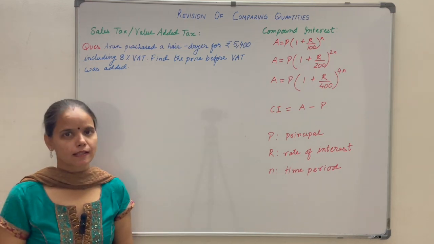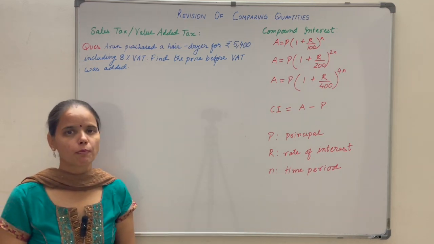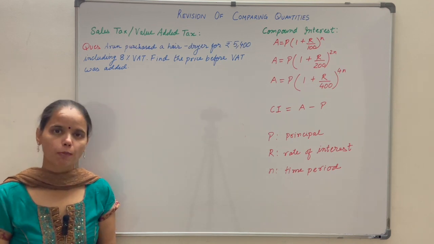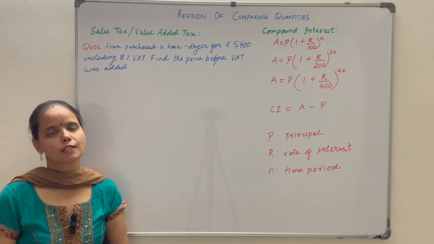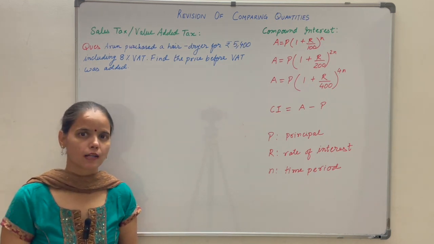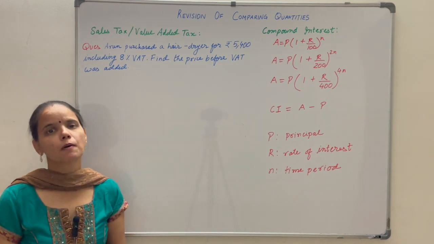Sales tax or value added tax. It means the same thing. It is charged by the government on the sale of an item. The shopkeeper collects it from the customer and gives it to the government. It is always on the selling price of the article. VAT is added to the bill amount.